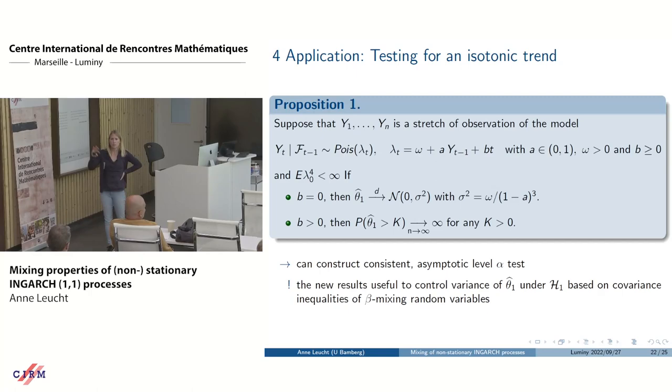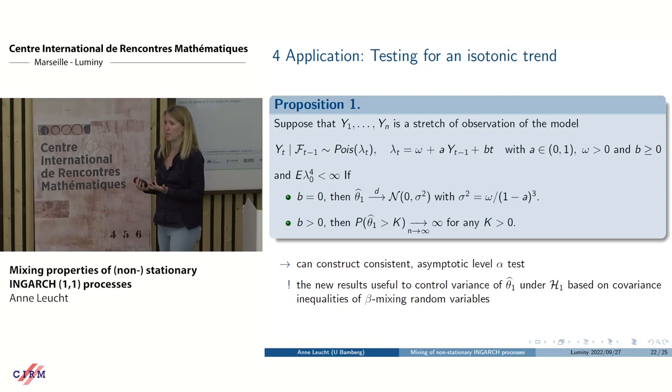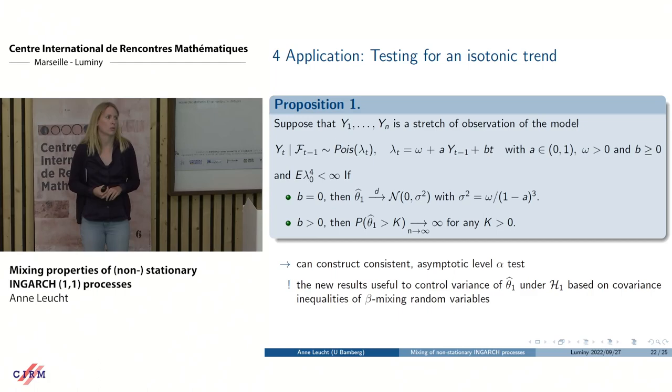It's not hard to show that the expectation of theta hat goes to infinity if we have this monotone trend here. But to control for the variance, this is somehow the hard part to do. And here we could use covariance inequalities that hold under mixing, not only under stationarity, to tackle this point and to also show consistency of this test.